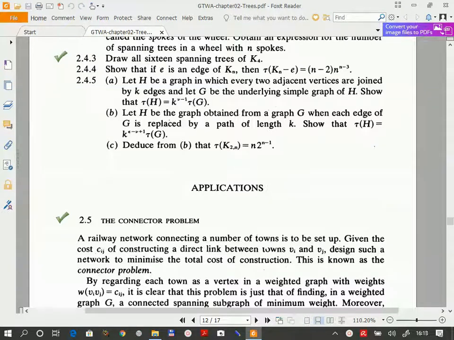Okay, so now I just give you, but I will not solve this problem, but you'll do it quite easily, I think. Draw all 16 spanning trees of K4. K4 is the graph, the complete graph with 4 vertices.